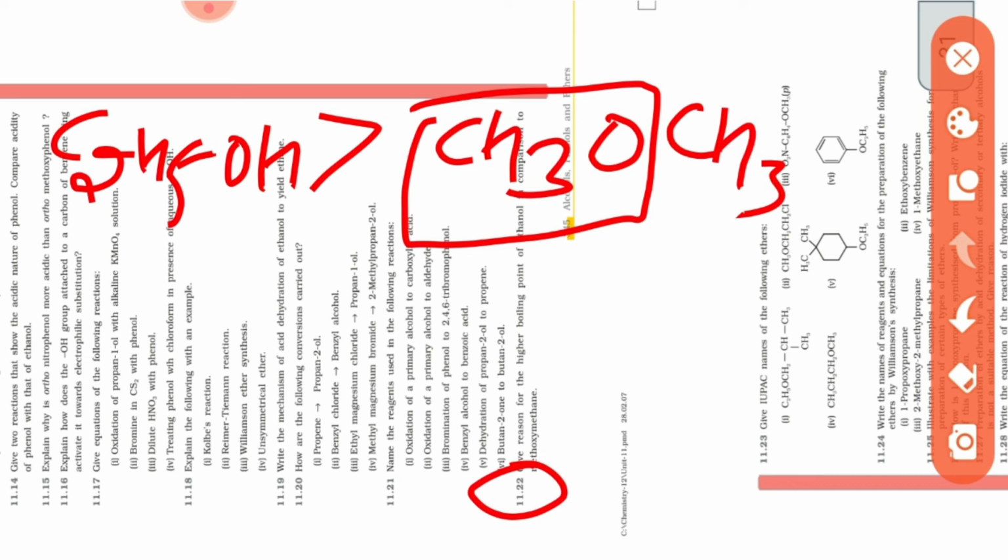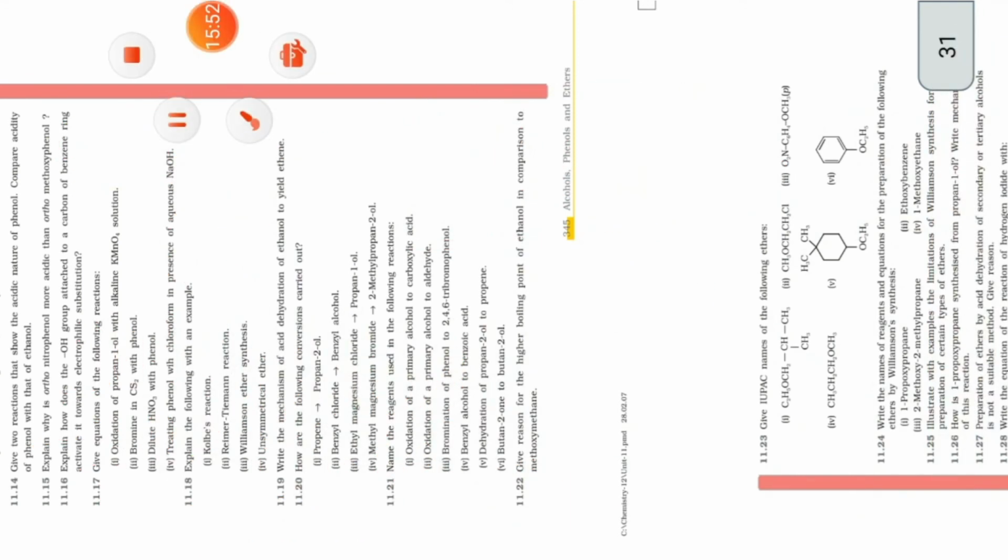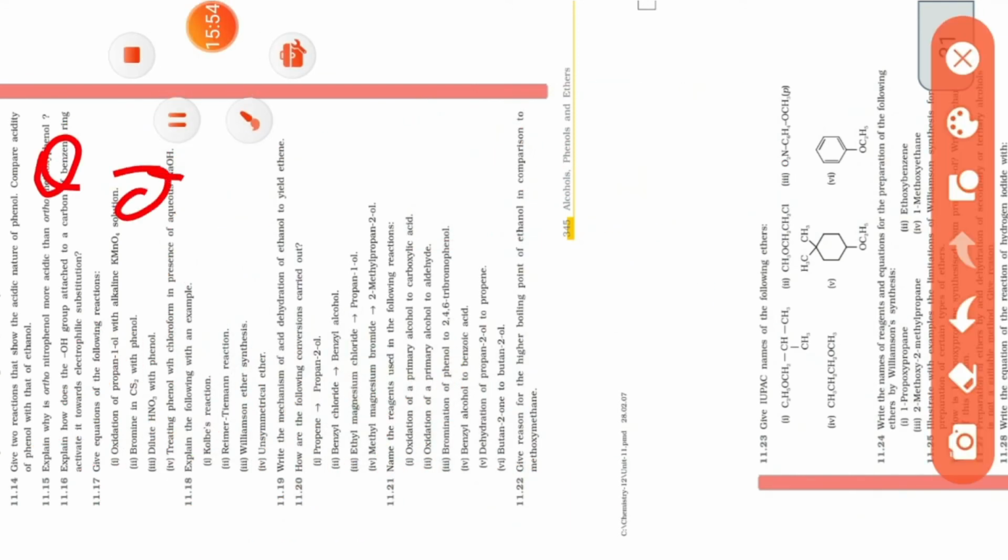In ethanol, there is a strong intermolecular hydrogen bonding, but which is not possible in the ether. Clear? Then after that we are having question number 23.